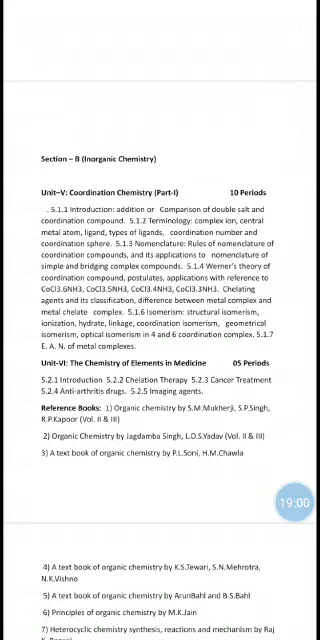So the sixth unit is the chemistry of elements in medicine. This has great importance, and there are some treatments or medicines to be discussed here to cure some diseases. The first is chelation therapy. In this chelation therapy, we are going to study what is meant by chelation and what this therapy is. We will see this in the topic.